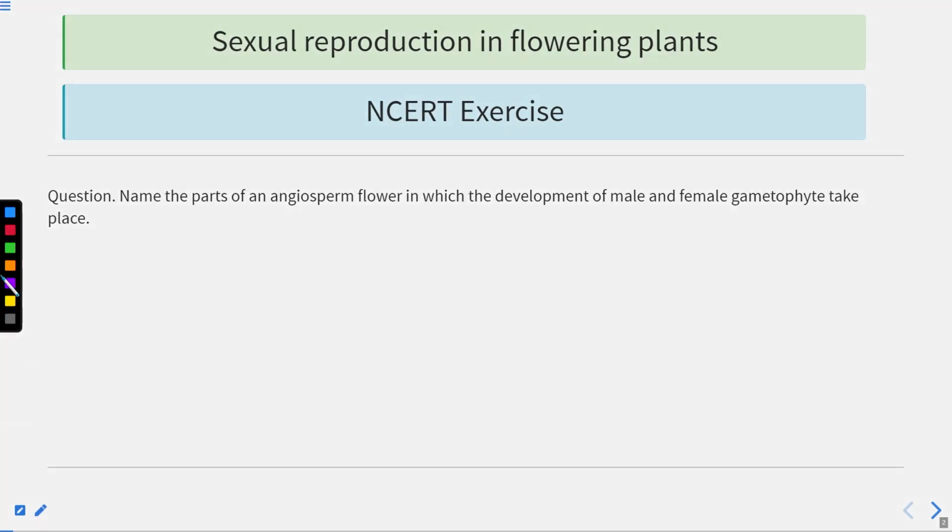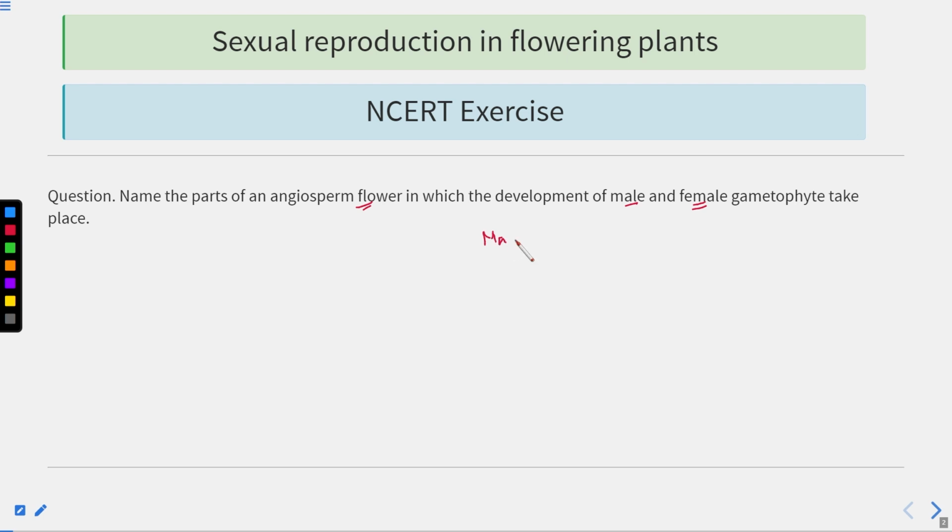So what is the first question here? First question is, you have to name the parts of the angiosperm flower in which the development of the male and the female gametophyte takes place. So first of all, you should know what is the male gametophyte and what is the female gametophyte. Then only you can answer this question.